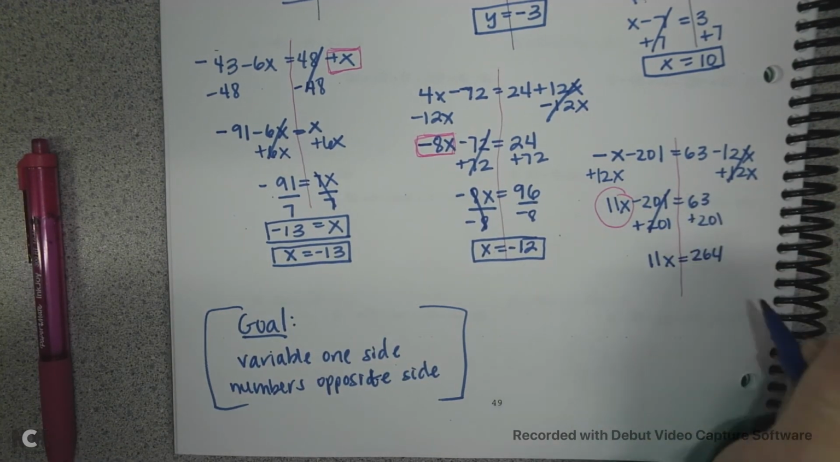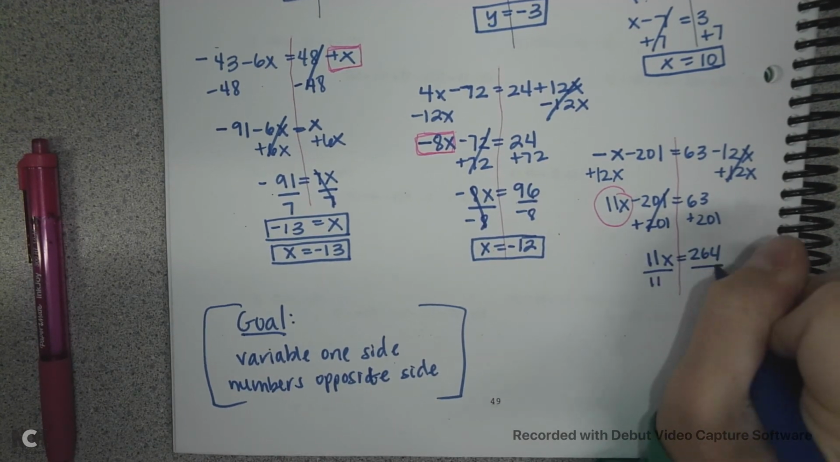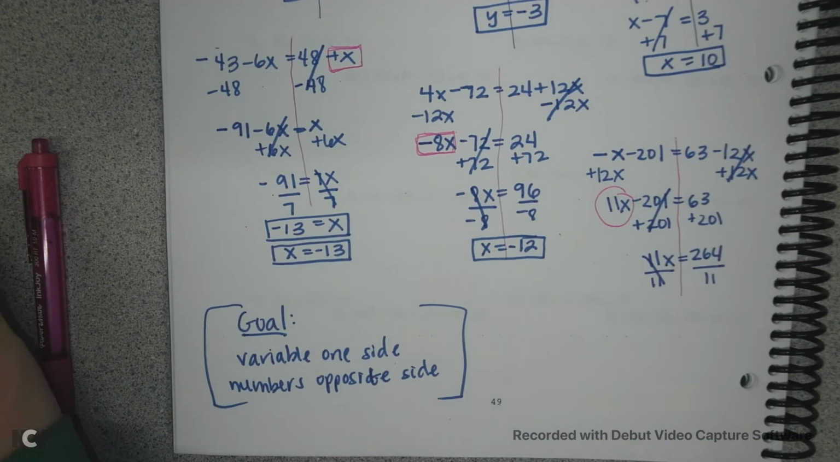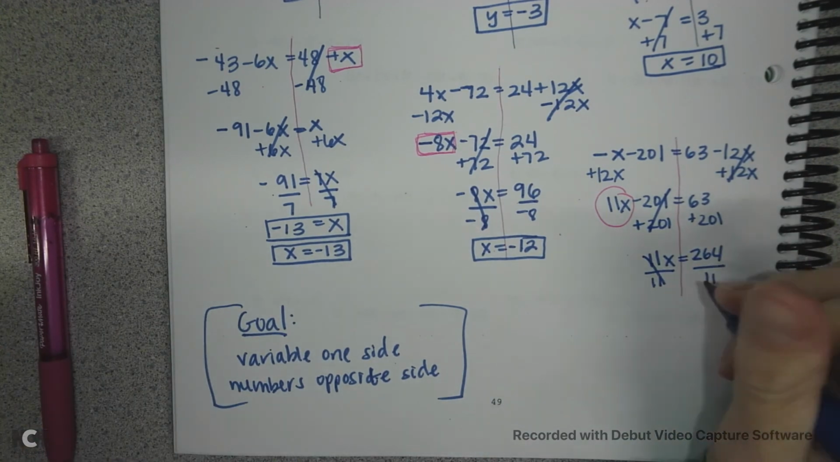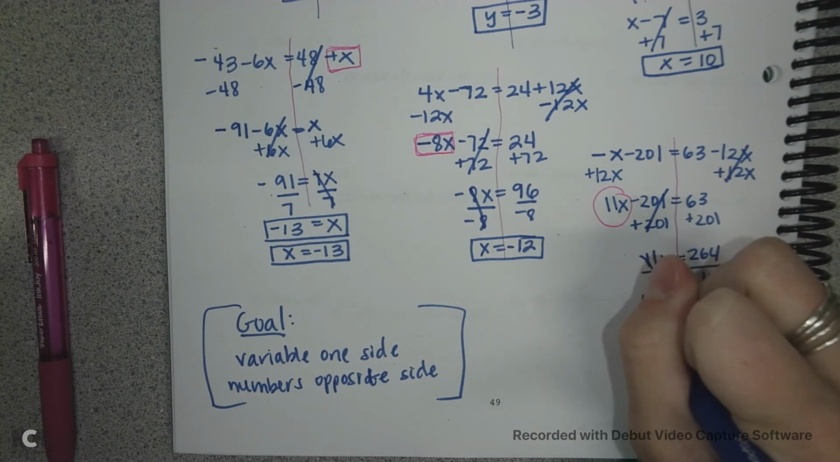Our last step is to get this x by itself, and we're going to do that by doing the opposite. The opposite of multiply is divide. So we're going to divide each side by 11. When we divide 264 by 11, we get 24.